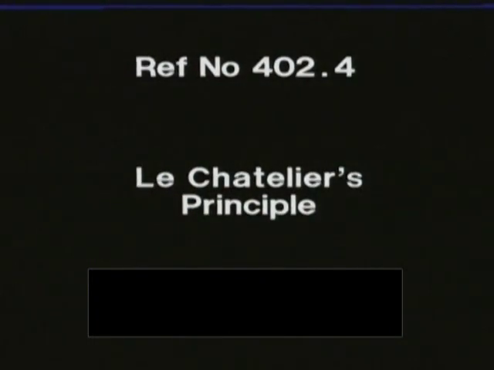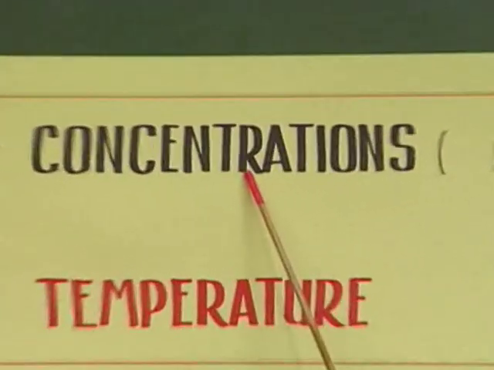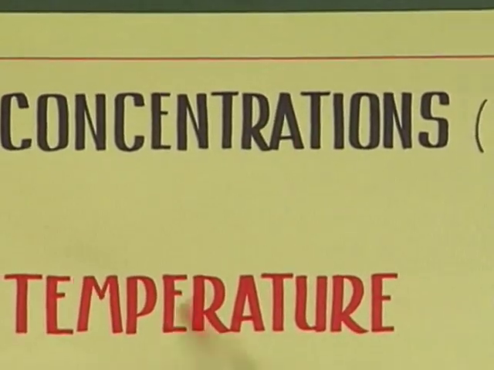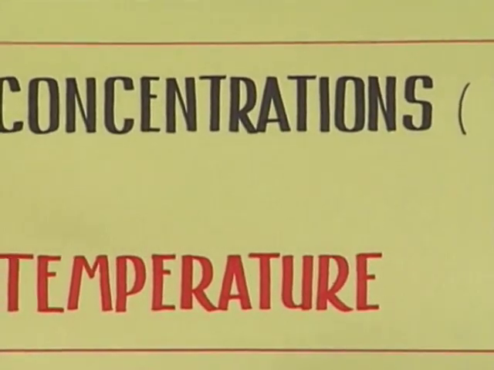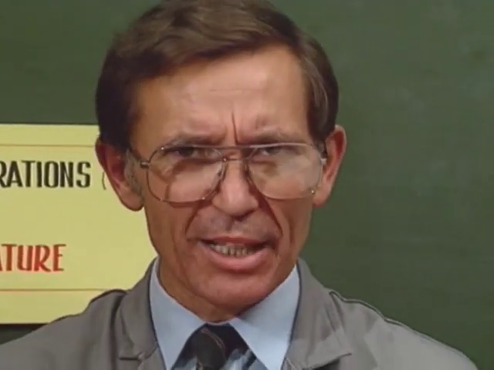In other words, by 4 different ways. Le Chatelier's principle, reference number 402.4, can be applied to make qualitative predictions about the effect of a change in any of these factors, concentrations or temperature, on the reaction equilibrium. That means whether the equilibrium will shift to the right to produce a high yield of product, or to the left to produce a low concentration of product.